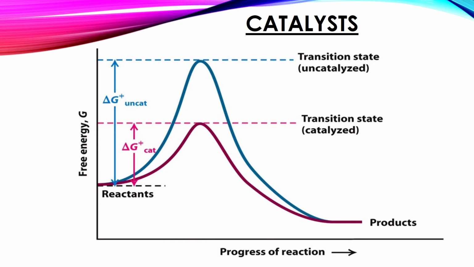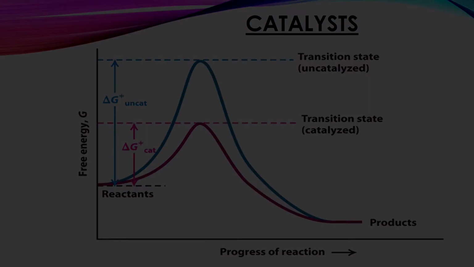Catalysts act by providing a reaction pathway with a transition state whose free energy is lower than that in the uncatalyzed reaction. The difference between the values of activation energy ΔG‡ for the uncatalyzed and catalyzed reactions indicates the efficiency of the catalyst. Note that a catalyst lowers the free energy barrier by the same amount for both the forward and reverse reactions. Consequently, a catalyst equally accelerates the forward and reverse reactions.